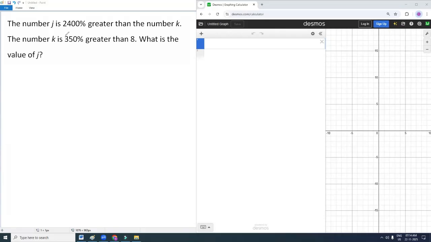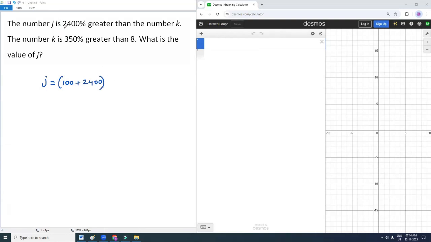Before we start using Desmos, we have to convert the given information to equations. Now let me consider the first piece of information we have over here. We can write j is equal to, since we have 2400 percentage greater than, we have to add this number 2400 to 100. Let me write it over here, 100 plus 2400.